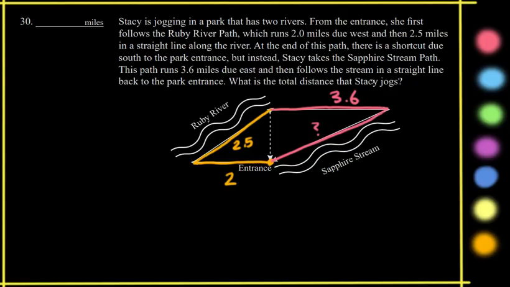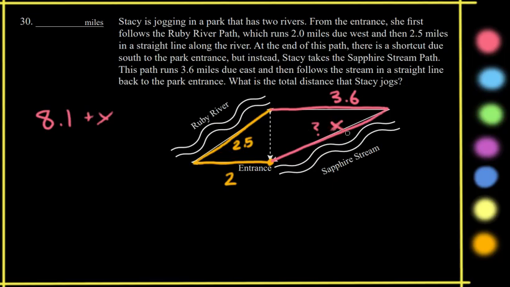What is the total distance that Stacy jogs? Okay, well, that is the real question here: how far did she jog on that last leg? Because everything else is easy. We can just add 2, 2.5, and 3.6. So what would that give us? 4.5 plus 3.6. That would be 8.1. So it's 8.1 plus x, whatever this x is here.